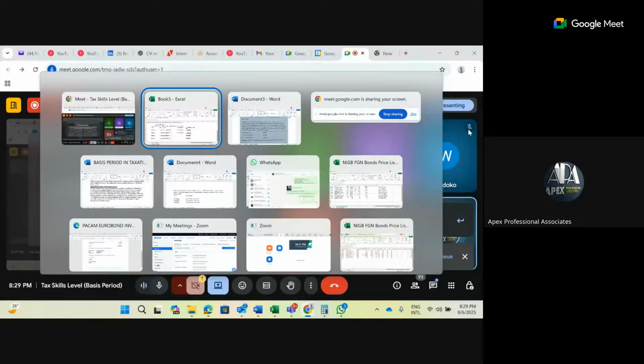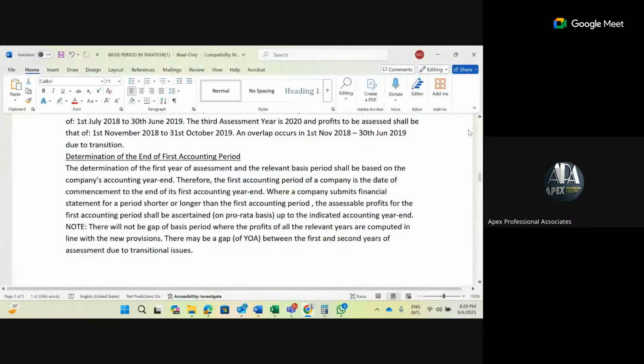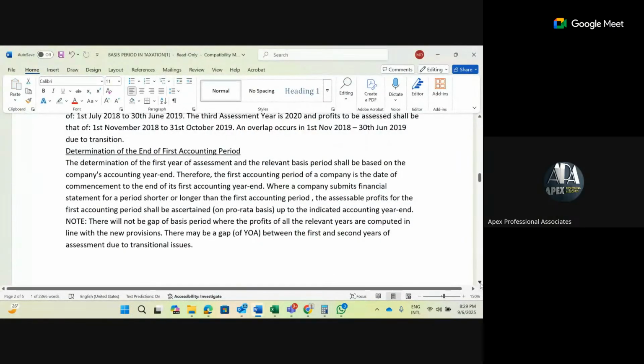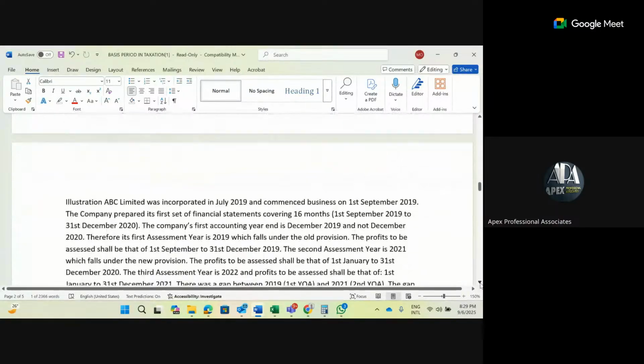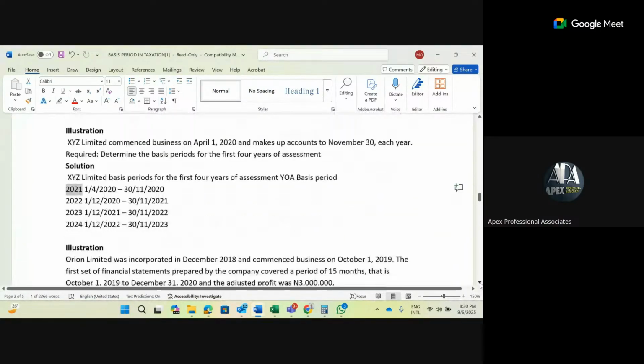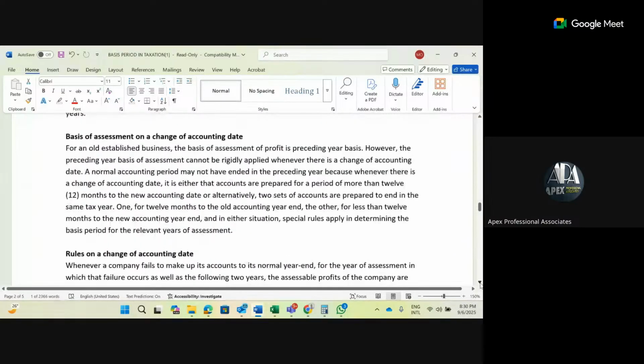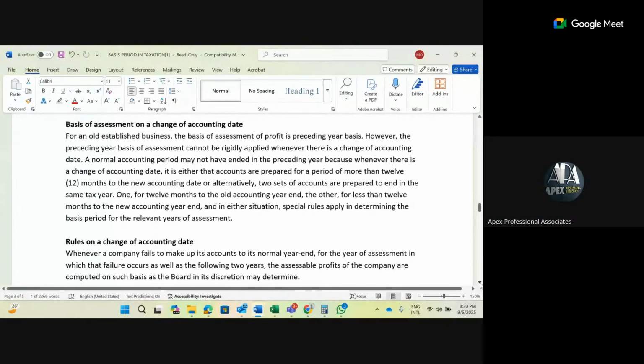So we are going to go to change of accounting date. That is the one we are going to next. Change of accounting date. And this one, I need your maximum attention. Change of accounting date.